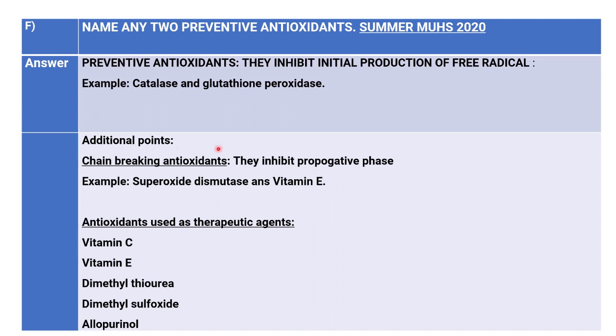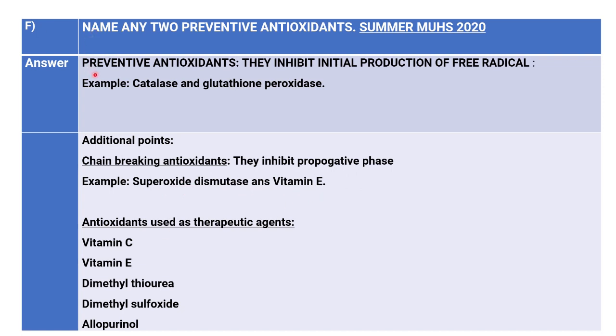Then maybe another question, what are the chain breaking antioxidants? What is the meaning of chain breaking antioxidants? They inhibit the propagative phase. The examples are superoxide dismutase and vitamin E. The answer should be specific. If the question asks what are the chain breaking antioxidants, the answer should be superoxide dismutase and vitamin E.